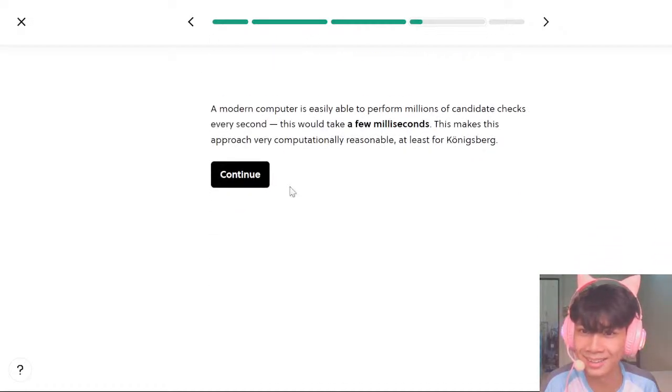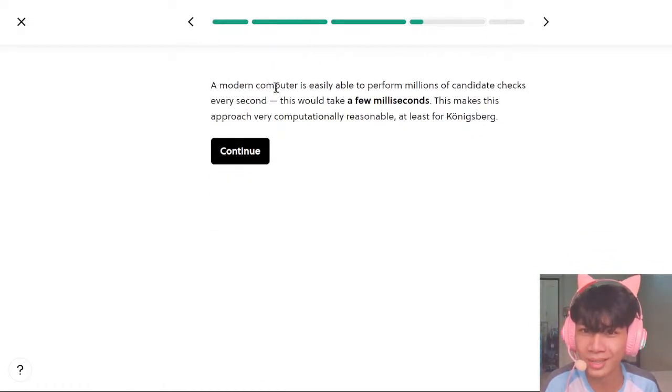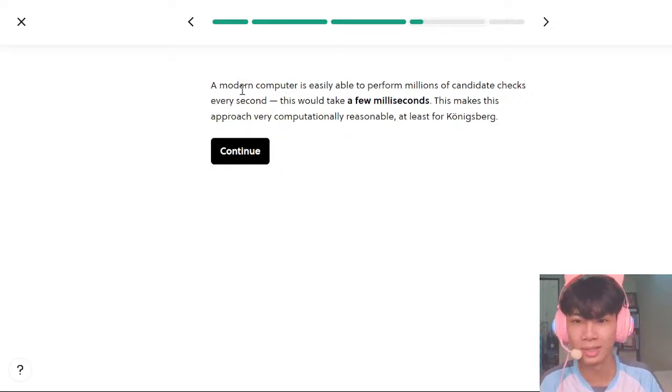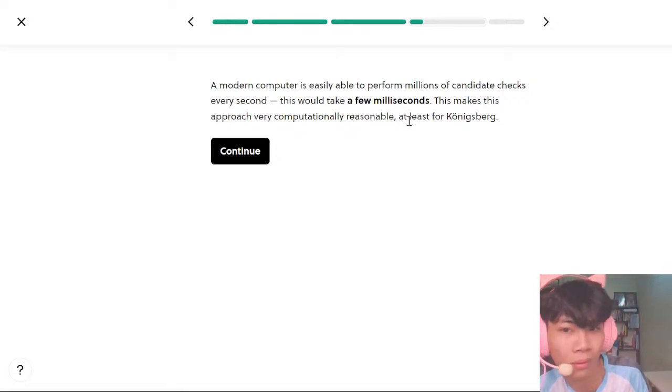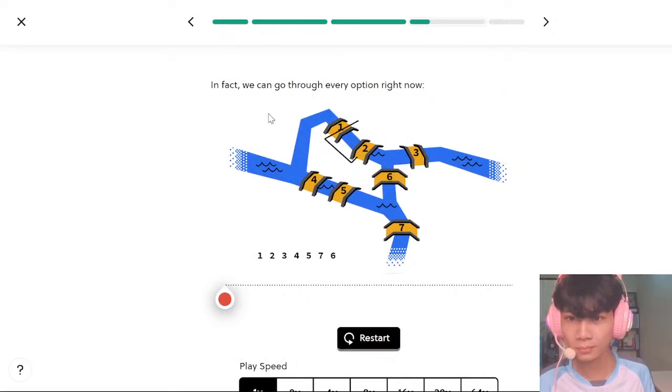Less than a second. A modern computer is easily able to perform millions of candidate checks every second. This would take a few milliseconds. This makes this approach very computationally reasonable, at least for this problem. In fact, we can go through every option right now.